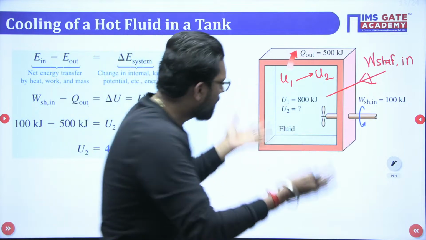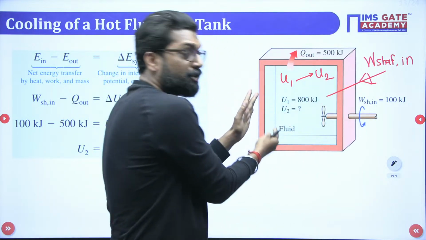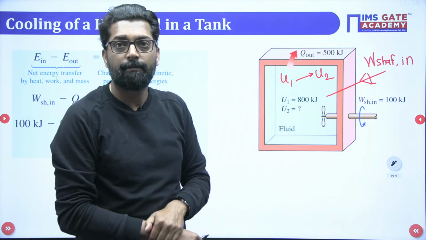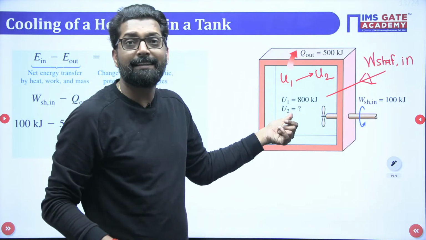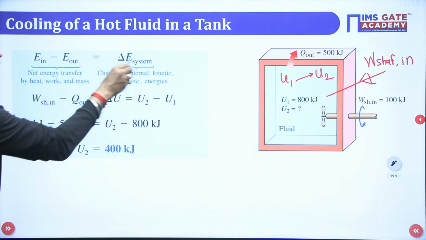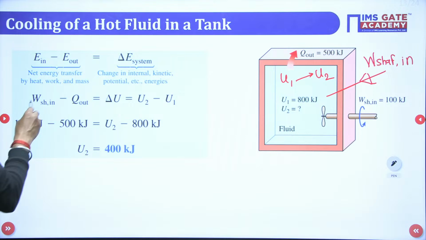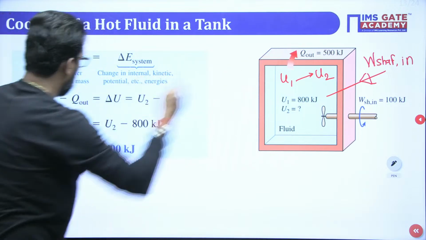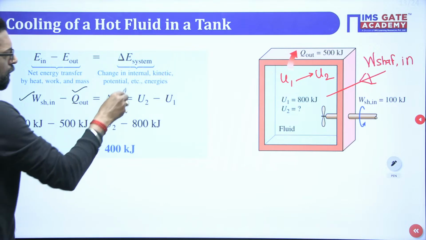Now, if internal energy increases, the system is non-adiabatic, so there must be a heat supply, Q out of 500. So what is the final internal energy? Apply the first law of thermodynamics. Energy in minus energy out is equal to change in energy of the system. What is the energy in here? Shaft work in. What is the energy out here? Q out is equal to the change in internal energy.